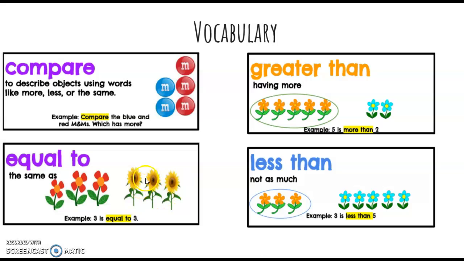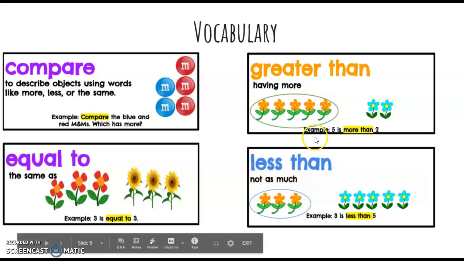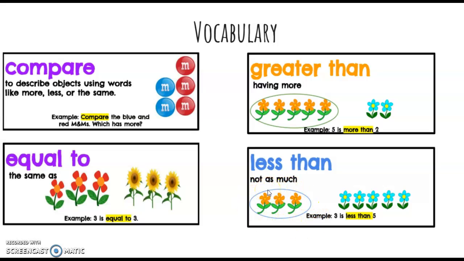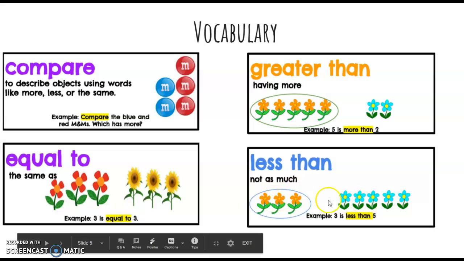Now, moving to less than. Less than means not as much. And if you notice on this one, instead of circling the set of objects that has more, they circled the set of objects that has not as much. And that's what less than means. So comparing these two sets of objects, we would say the orange flowers are less than the blue flowers.